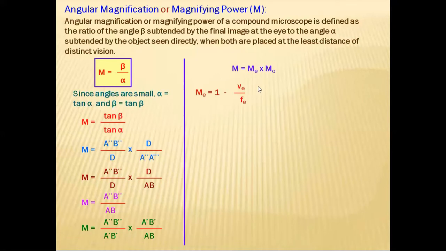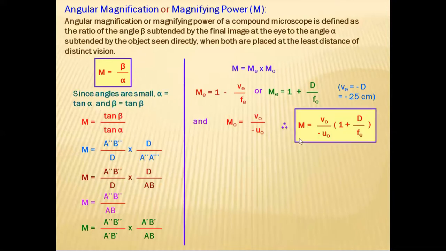So the two magnifications are called like this. M_E is equal to the virtual image magnification, like a simple microscope, which we can write as 1 minus V_E by F_E, or that is nothing but M_E equal to 1 plus D by F_E. I showed that in the previous slide on the simple microscope. And another one is M_O equal to minus V by U.